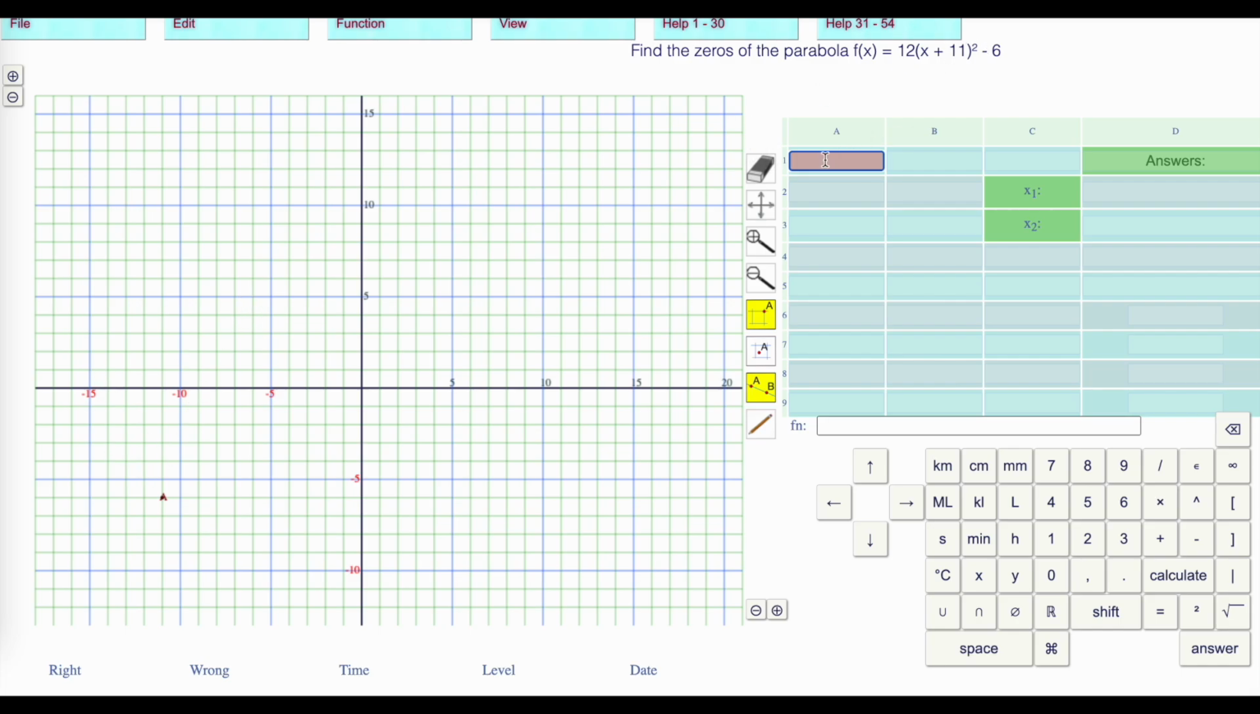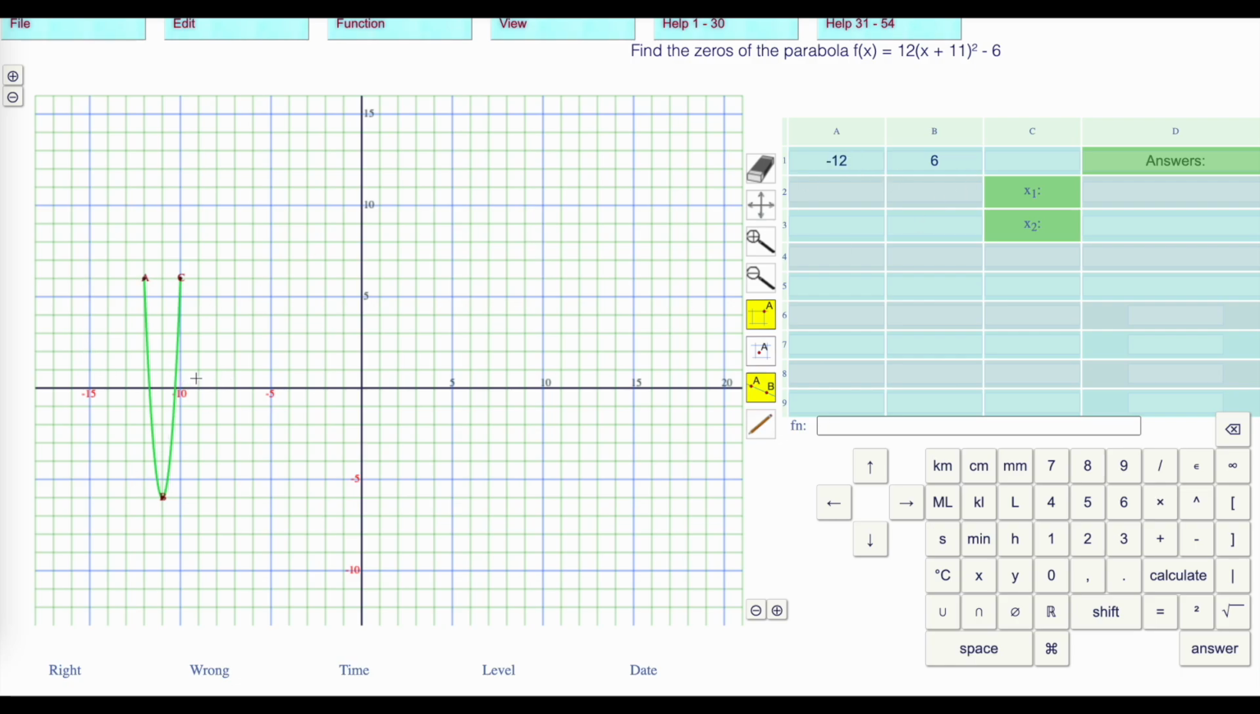When x is negative 11, the y value should be negative 6, equal to 12 times open bracket the x value plus 11. Negative 11 plus 11 is 0, squared is still 0, minus 6 gives us minus 6. When it is minus 10, we get positive 6. And how about minus 12? We should also get positive 6. We do get positive 6.